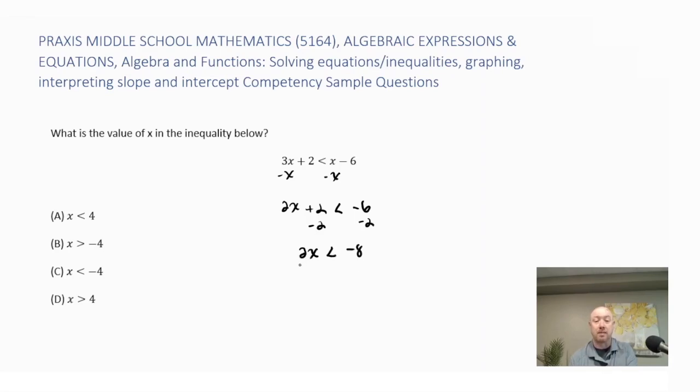And then the final step, I'm going to divide by 2. Now notice I don't divide by a negative, so I don't have to flip that inequality symbol. So I would get x is less than negative 4. So the correct answer is choice C.